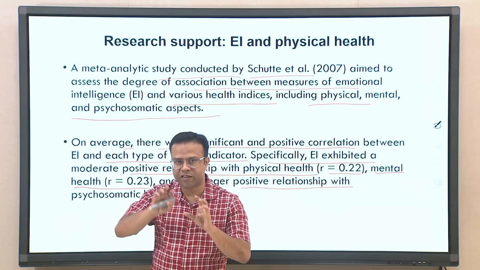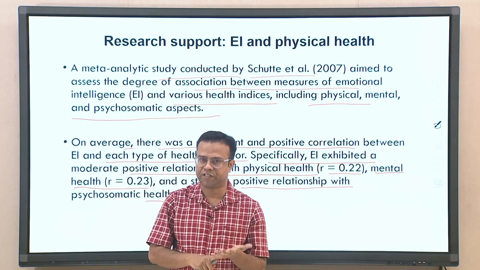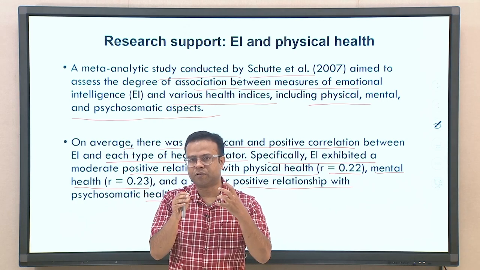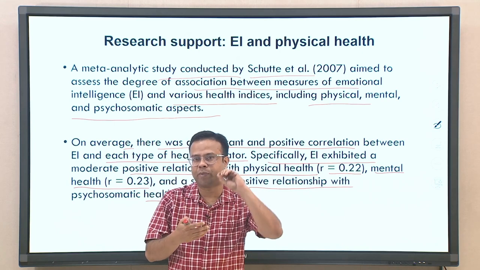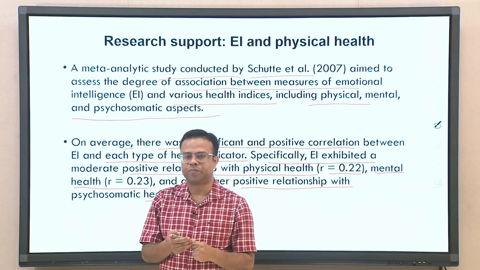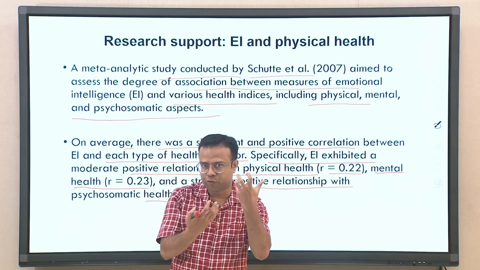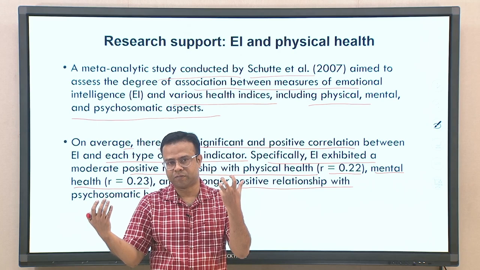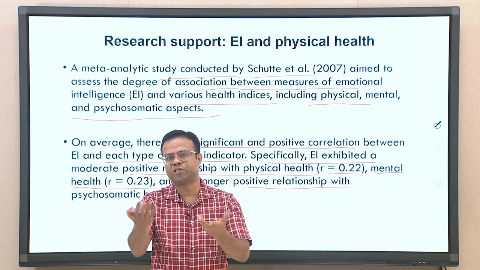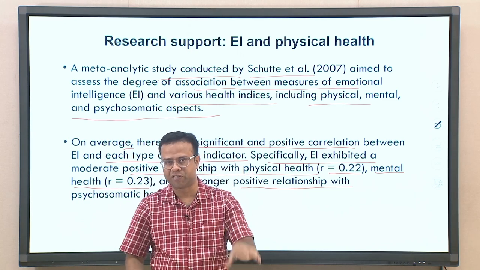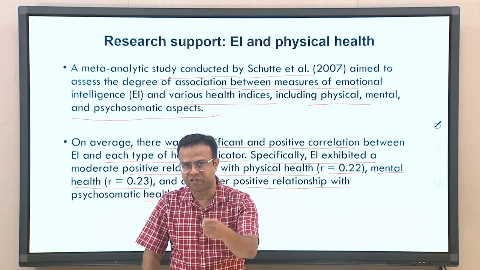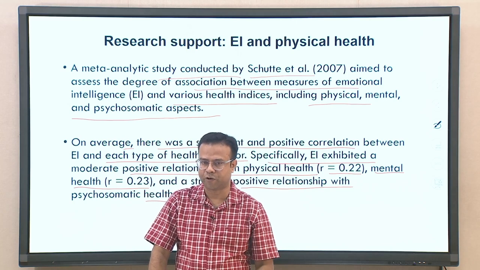So, there are various indicators of health: physical health, mental health, and psychosomatic health. Psychosomatic refers to various diseases which could be caused by mental factors or stress related factors, where the cause is mental and it could impact physical symptoms. Even cardiovascular disease could in many cases be psychosomatic. So, various kinds of physical symptoms could manifest themselves where the factors could be psychological.